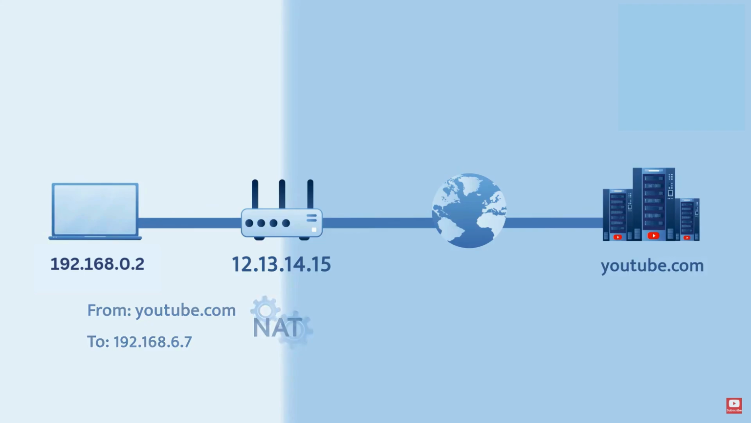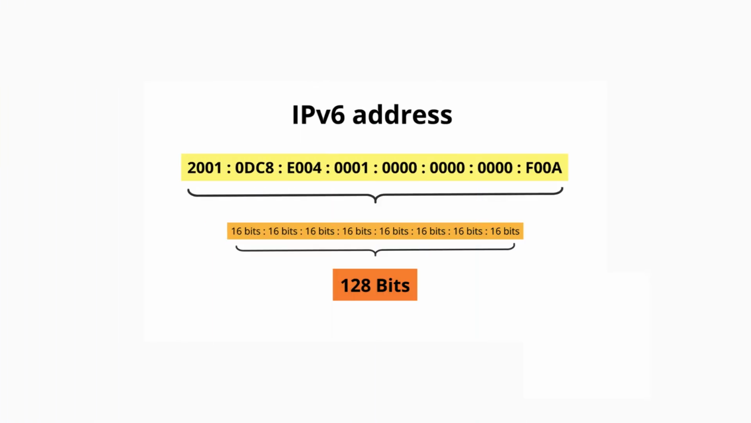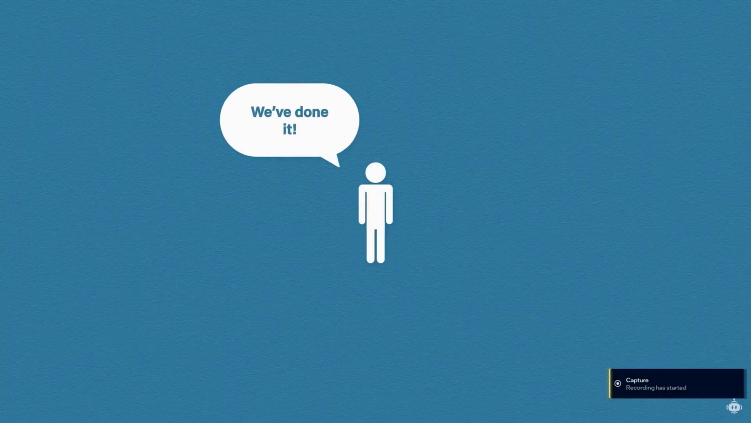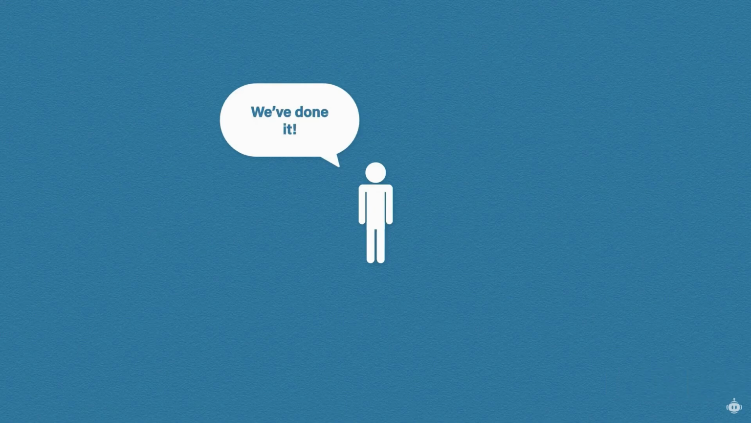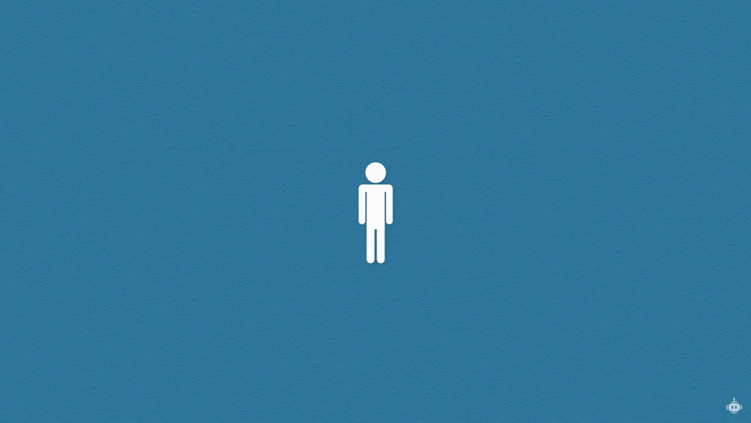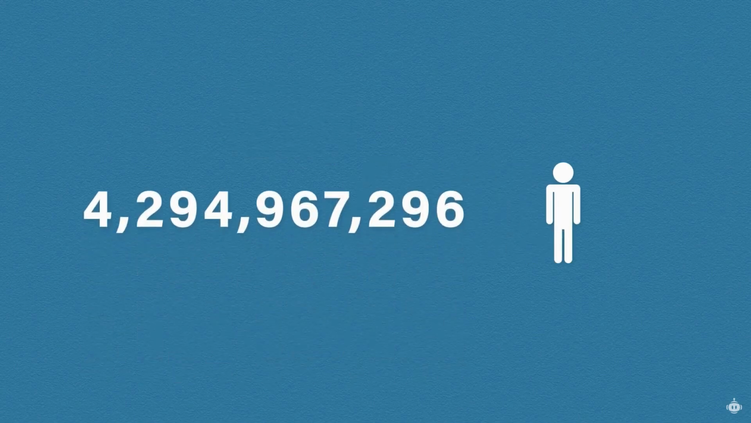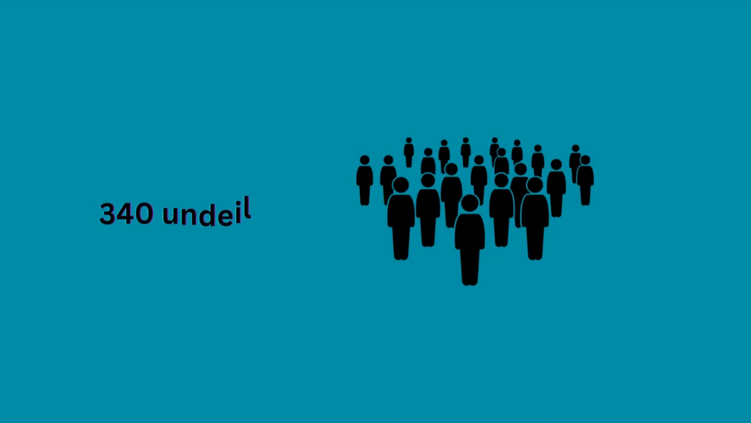If a website needs to send data back to a device in your network, NAT ensures it's directed to the right private IP. The future with IPv6. Now, you might wonder, will we always need NAT? The answer is no, thanks to IPv6. Unlike IPv4, which only has 4 billion addresses, IPv6 supports over 340 undecillion addresses.